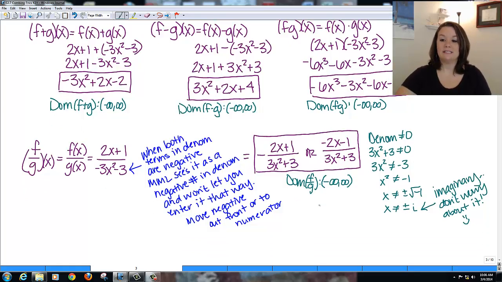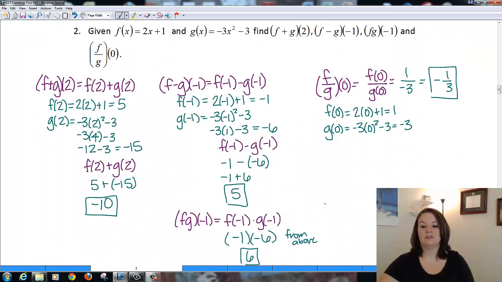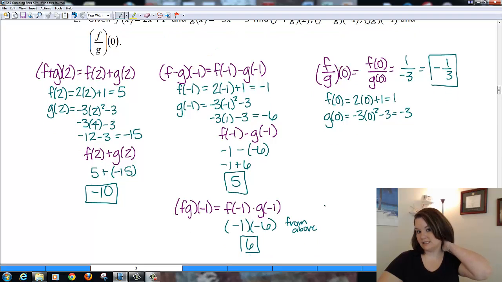Okay. On the second one, we're evaluating, which means we're plugging in numbers. So the first thing we find is (f plus g) of 2, which means we're evaluating f of 2 and g of 2 and then adding those together. f of 2 gives me 5, g of 2 gives me negative 15. When I combine those, I get negative 10.